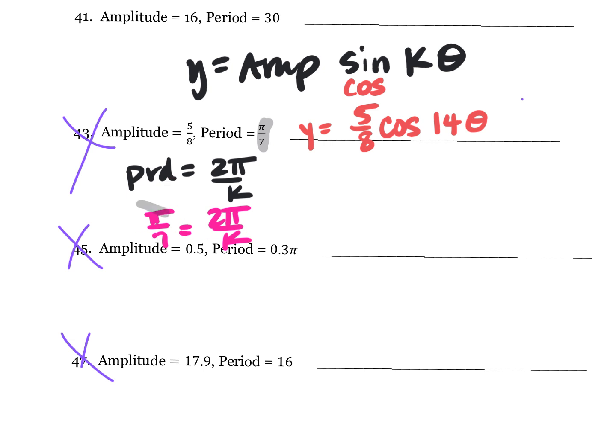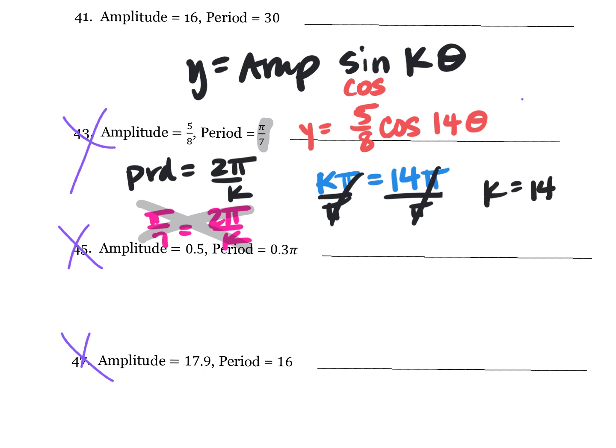All right, Gabe, when we cross multiply, what would we get there, buddy? Pi k, or k pi, whichever, equals 14 pi. Yes, sir. And then the pi's cancel, because we would divide by pi, and we would be left with k equals 14. And that 14 goes in front of that theta.